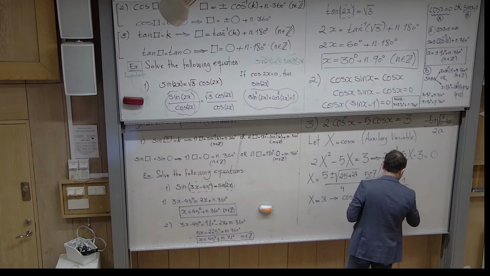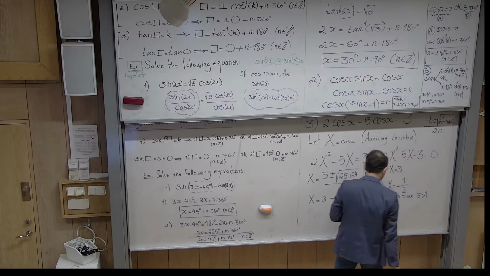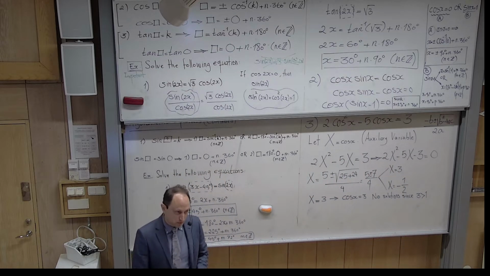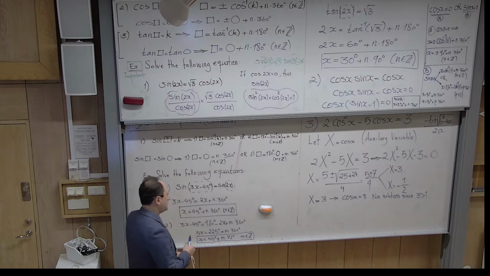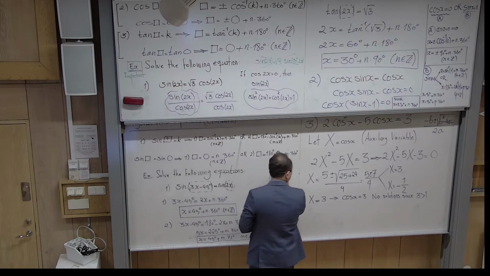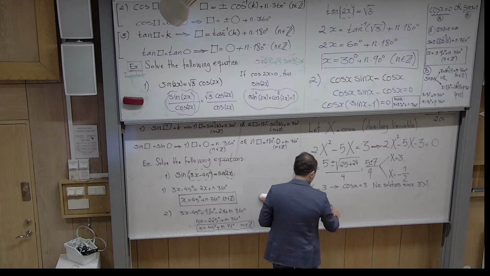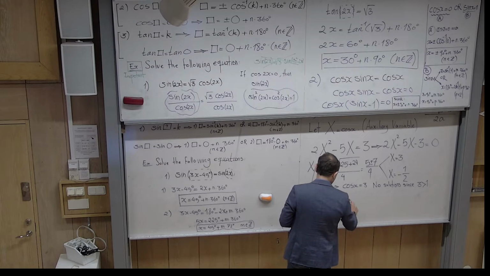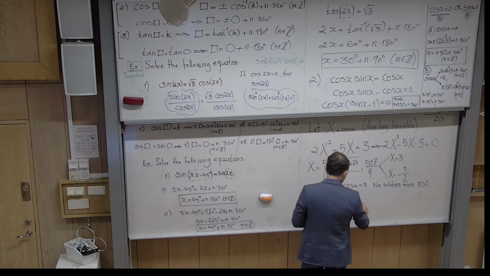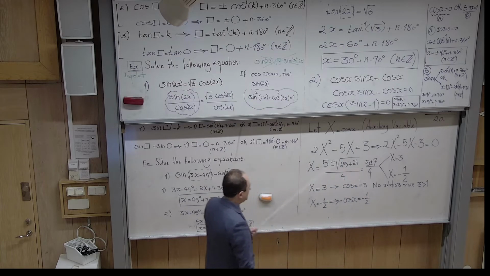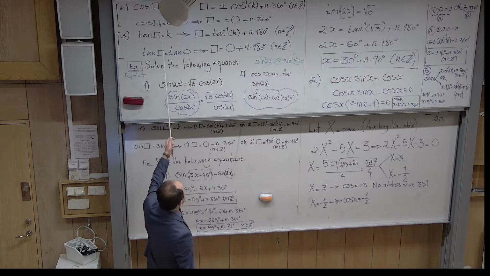Since 3 is greater than 1. But we know cosine is maximally 1, minimally minus 1. So yes, but another scenario we have, what is that one? X is equal to minus a half. So this means that cosine x is equal to minus a half. Okay, again, I ask you, can I use this formula now?